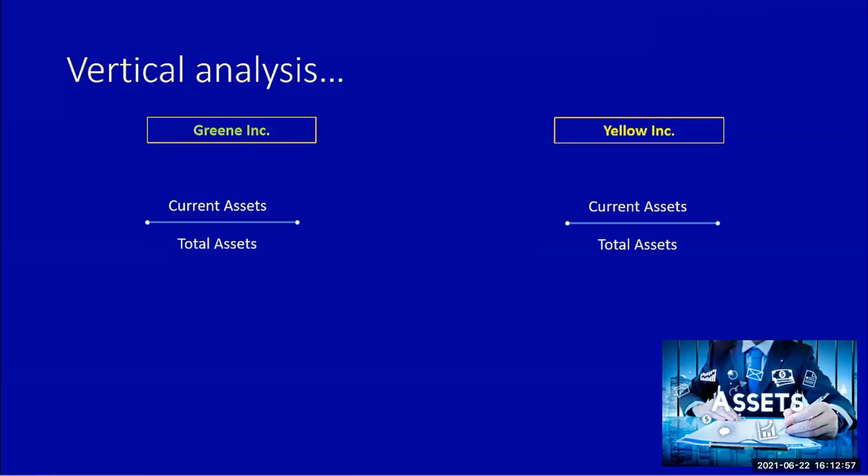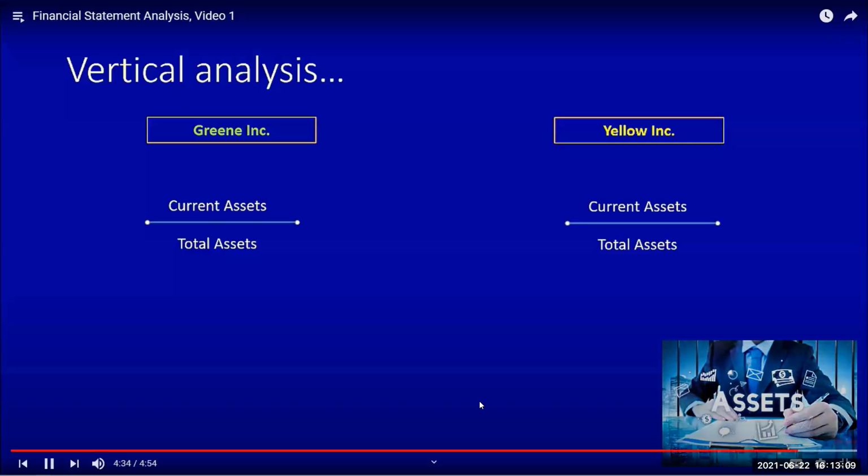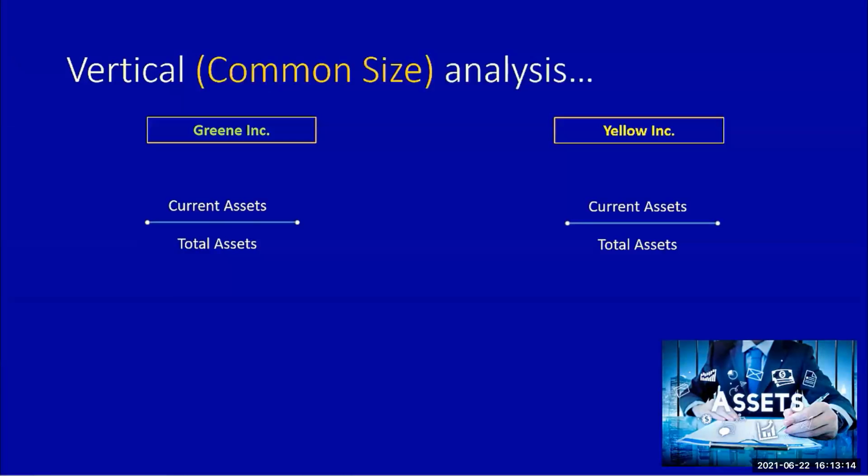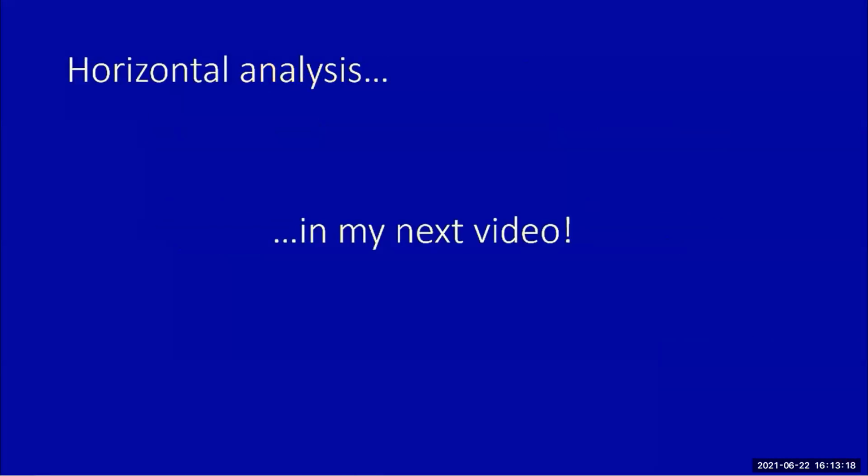Vertical analysis is the only analysis that can be performed between two different businesses within the same industry. Even if the businesses are different sizes, the use of percentages will allow you to compare them because it removes the factor of size. When vertical analysis is used to compare two businesses, it's called common size analysis. Often students find horizontal analysis easier to understand. So, in the next video, I'll start by introducing horizontal analysis.